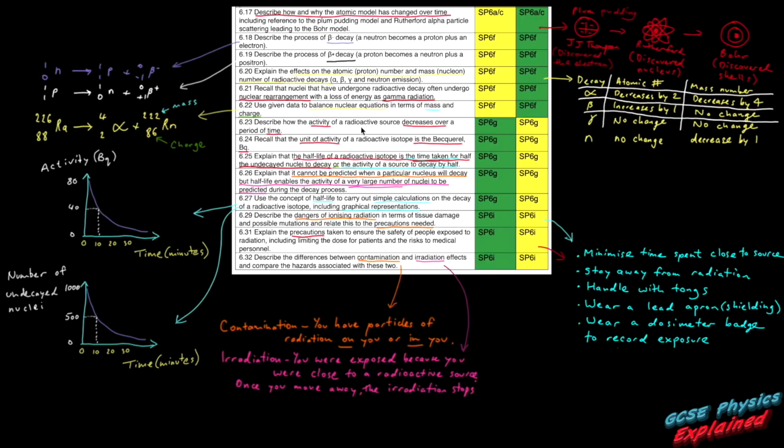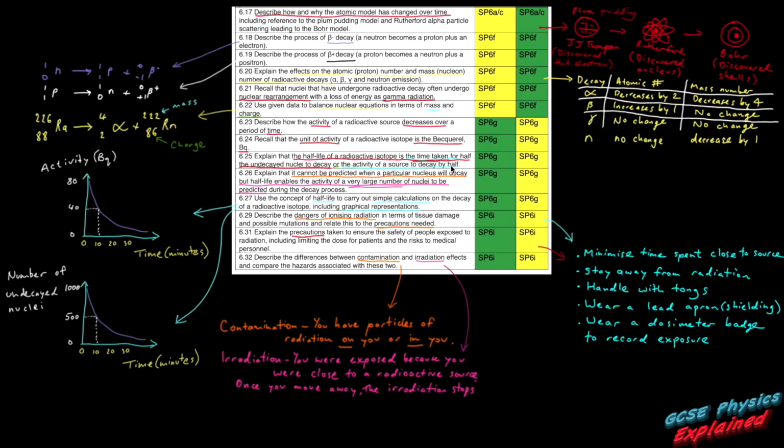Describe how the activity of a radioactive source decreases over a period of time. That's just a statement. So activity gets less as time ticks by. So in other words, it's not as radioactive anymore. Recall that the unit of activity is the becquerel. So 1 mark for knowing that. Bq. Explain that the half-life of a radioactive isotope is the time taken for half the undecayed nuclei to decay, or, my personal favourite, the time taken for the activity of a source to decay by half.